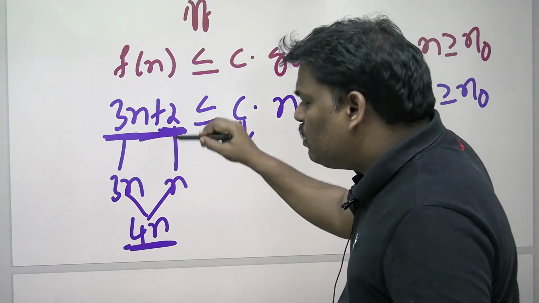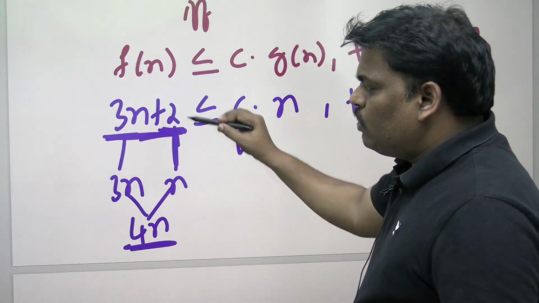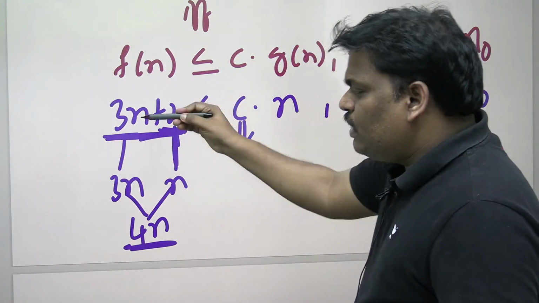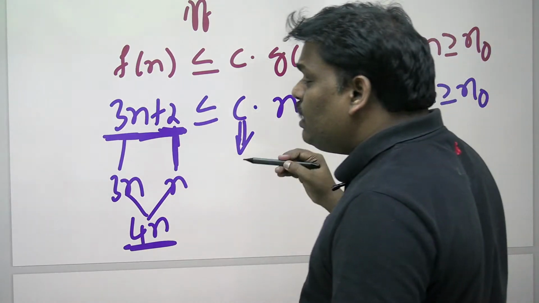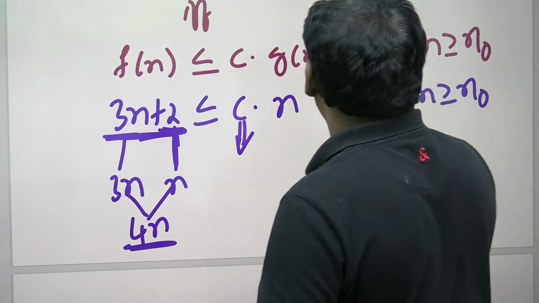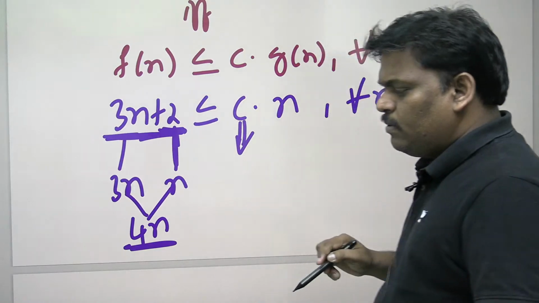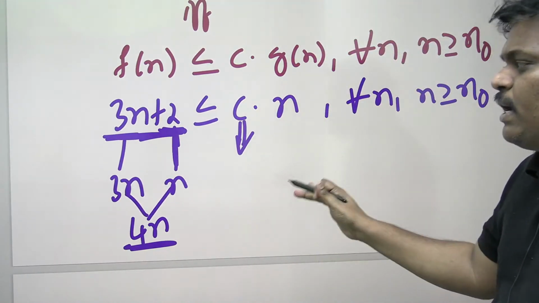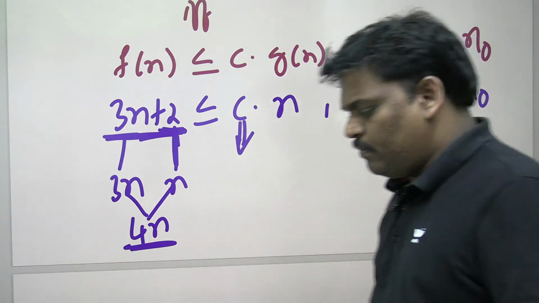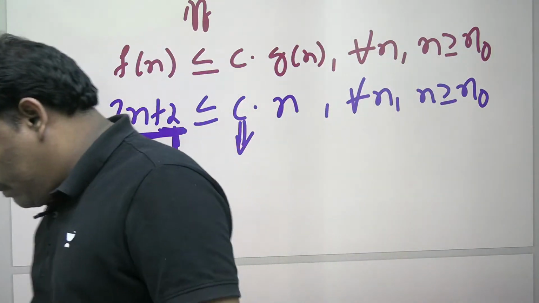Even though here it is 2, I took n. 2 and n, n is bigger. 3n, totally 4n. So what I want to say is, comparing 3n plus 2, 4n is bigger. Will you agree or not? Comparing 3n plus 2 and 4n, 4n is bigger. Will you agree? Check one time.